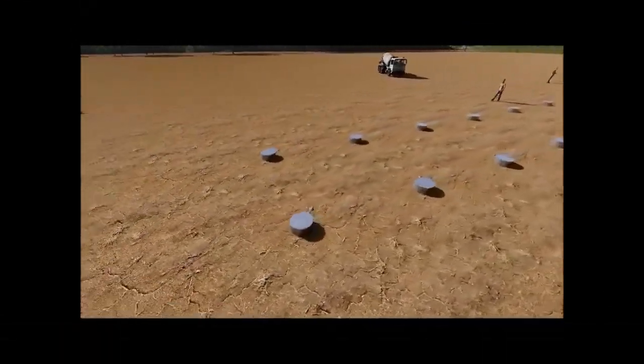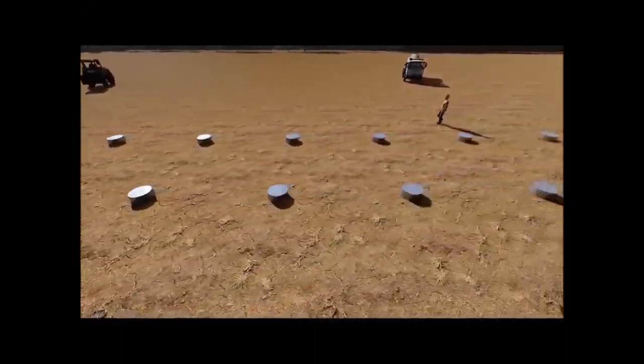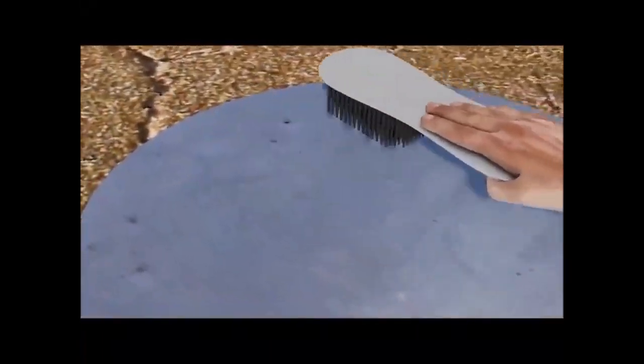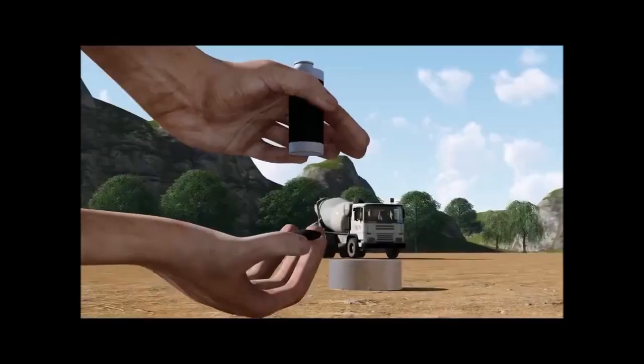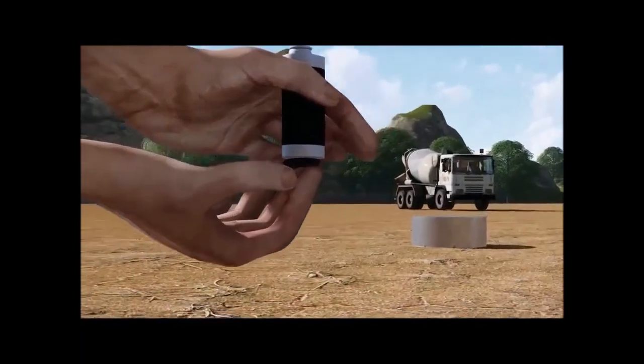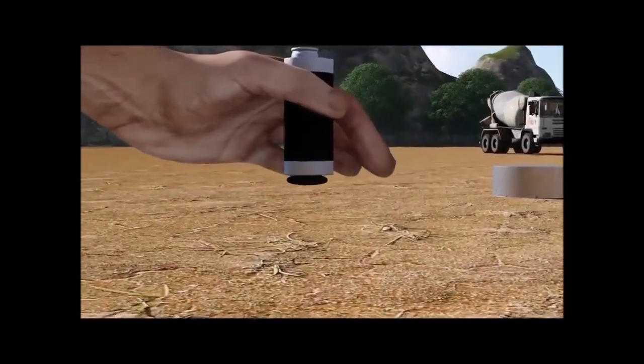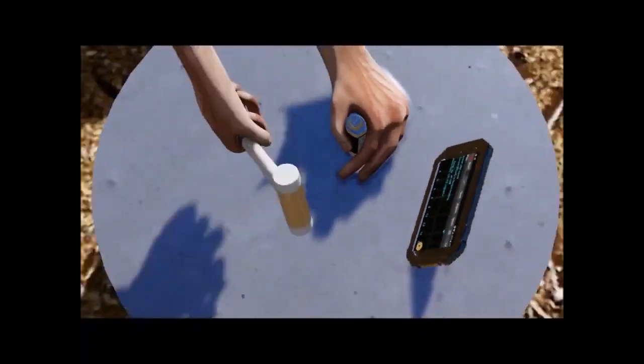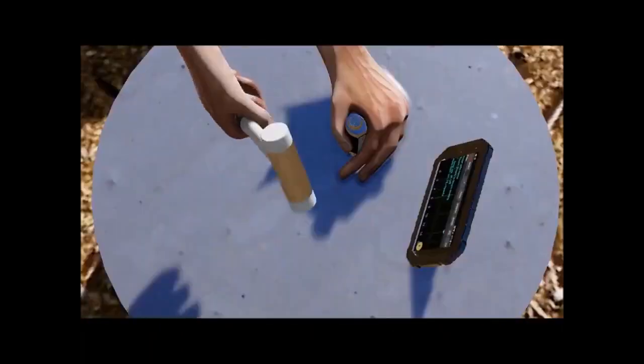See, there are several piles, and in this we'll do the testing. Which testing? The pile integrity test. We'll roughen the pile head, because whatever acceleration sensor we are going to keep is on the pile head. So this is the acceleration sensor that this guy is putting, and he is doing the hammer impact.